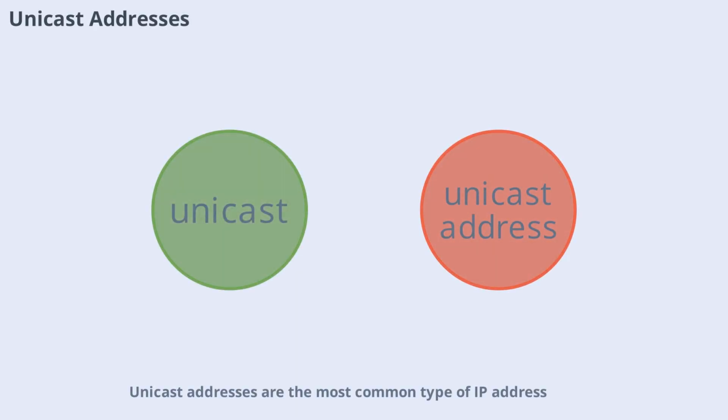Unicast addresses are the most common type of IP address. They are used for one-to-one communication between devices. When you visit a website or send an email, your device uses a unicast address to communicate directly with the server. This ensures that data is delivered only to the intended recipient.